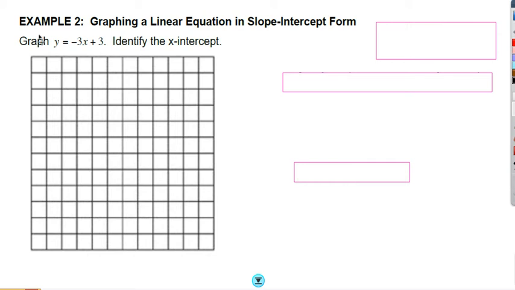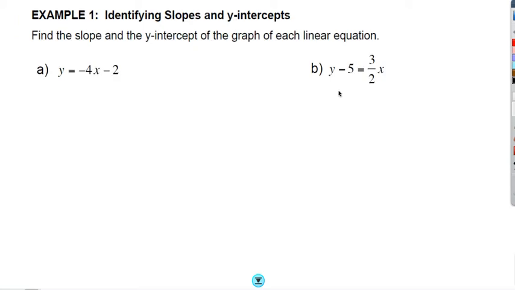Okay, welcome back. Now we're on video number 2. And video number 2, I'll go back, it starts with example number 1. In example number 1, we're going to start by identifying or finding slope and y-intercept from equations.